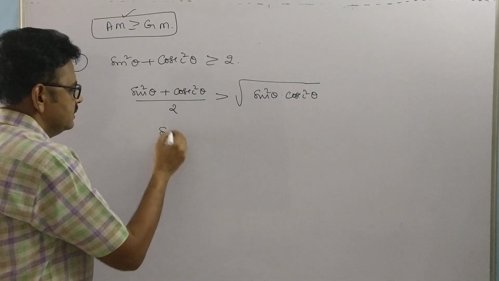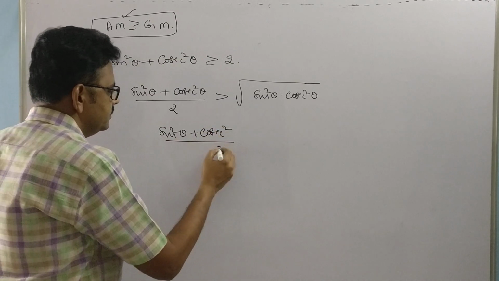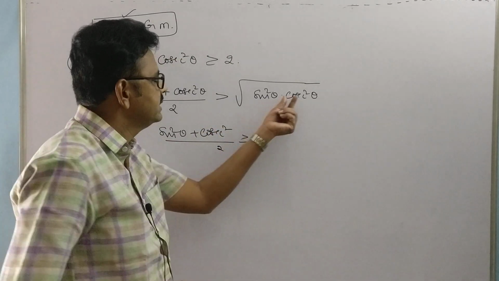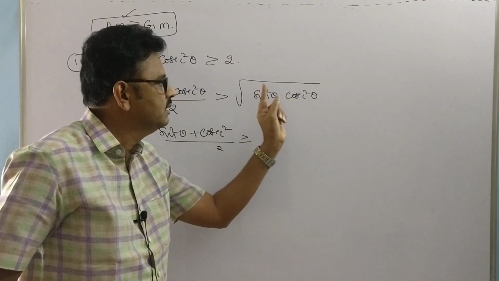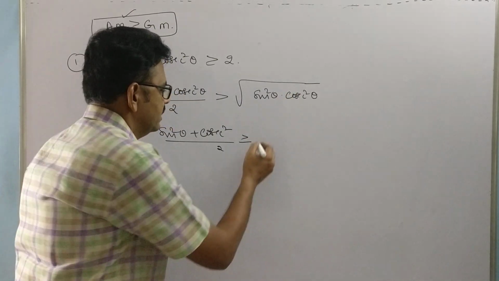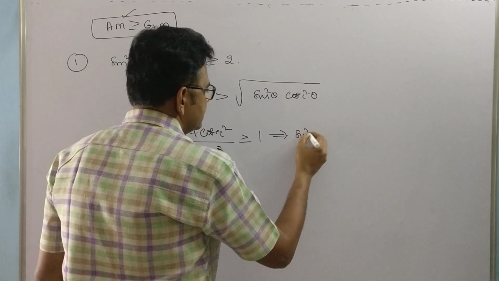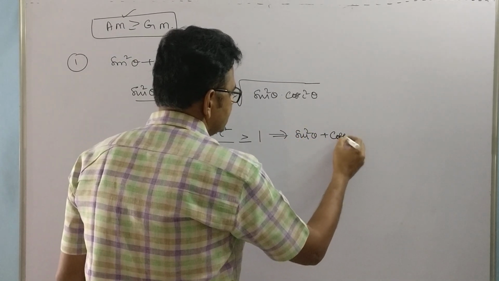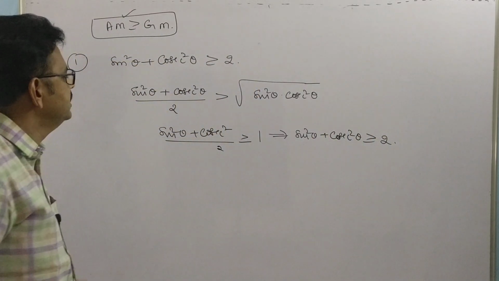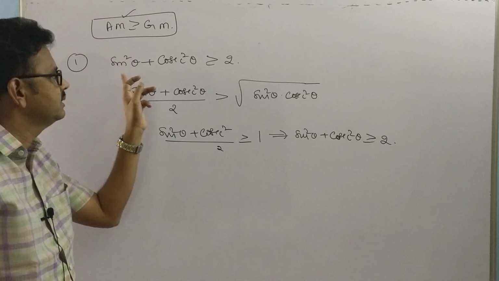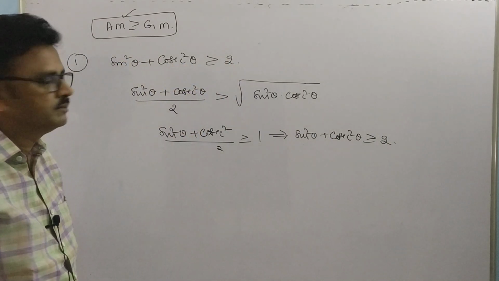So this is sin square theta plus cosecant square theta by 2 is greater than or equal to root of cosecant square theta into sin square theta. Cosecant square theta means 1 by sin square theta, so cosecant square theta into sin square theta is 1. That implies sin square theta plus cosecant square theta is greater than or equal to 2. So the minimum value of sin square theta plus cosecant square theta is 2, minimum value.